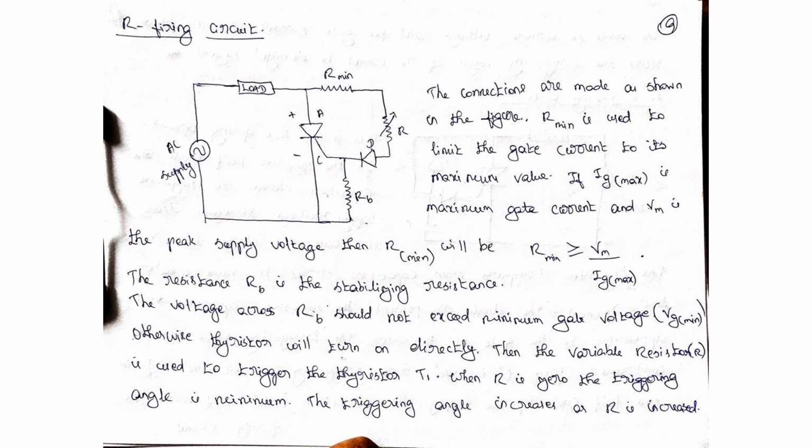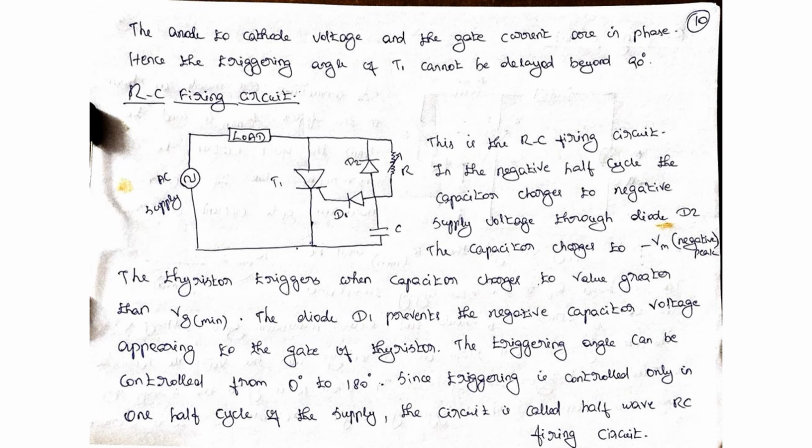Okay. Next we'll see the RC firing circuit. In the RC firing circuit, AC supply is connected to the load and the thyristor is connected here. One variable resistor is connected with the load. Then a capacitor is connected here. Here there are diode 1 and diode 2.